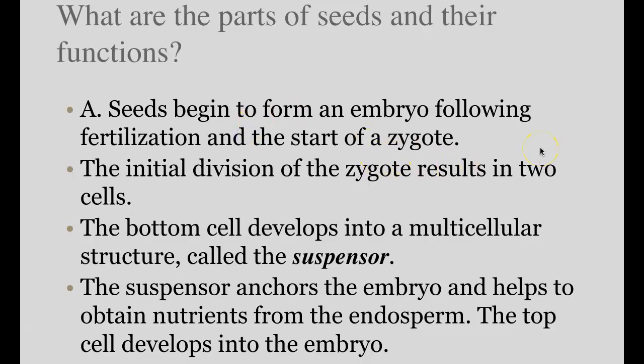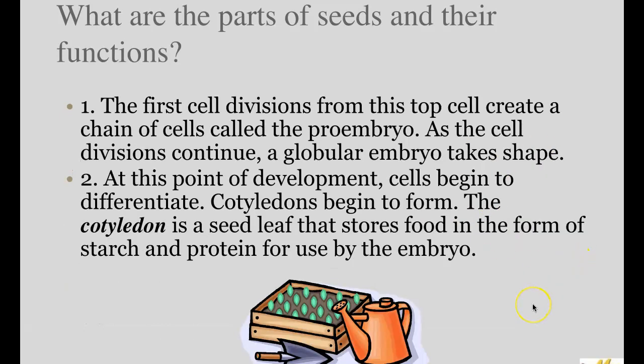Okay, so seeds begin to form the embryo after fertilization. After pollination happens, it starts the zygote. The initial division of the zygote results in two cells. The bottom cell develops into a multicellular structure called the suspensor. The suspensor anchors the embryo and helps to obtain nutrients from the endosperm. The top cell develops into the embryo. The first cell divisions from this top cell create a chain of cells called the proembryo. As the cell divisions continue, a globular embryo takes shape.